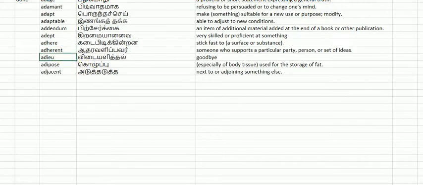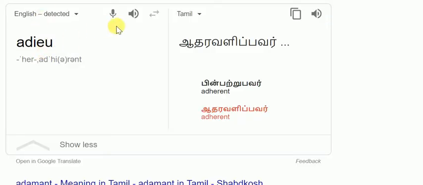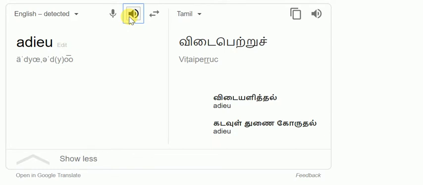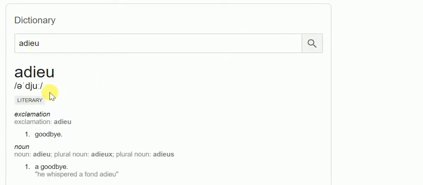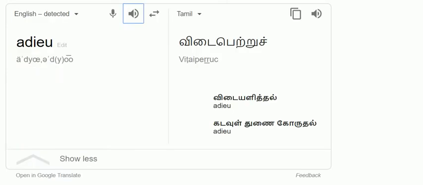Now the next vocabulary word is adieu. It means goodbye. We can use adieu for a send-off, when you are telling someone goodbye. When someone is leaving an organization, you can send an adieu email, saying thank you and goodbye to everyone. That is called adieu. In Tamil we can say விடை பெறுதல், telling goodbye.